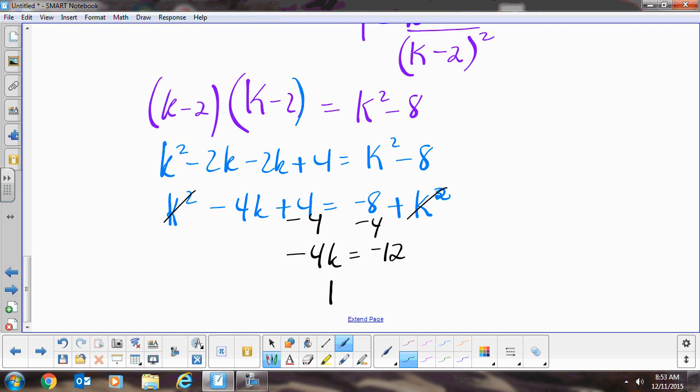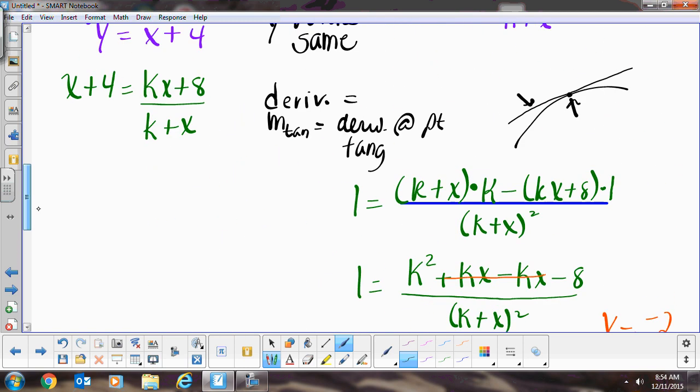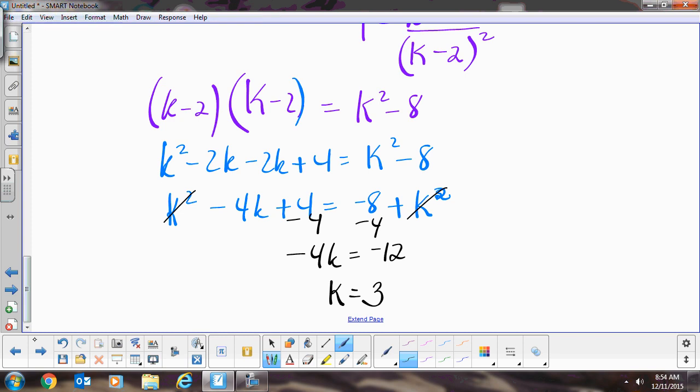What does k equal? 3. And hopefully the answer was D. What was the answer? Sweet. Okay. This is what they call a parameter problem. And bottom line, what were they checking? They were checking to see if you understood that the derivative is the slope of the tangent line. That's basically the concept that they were working on.